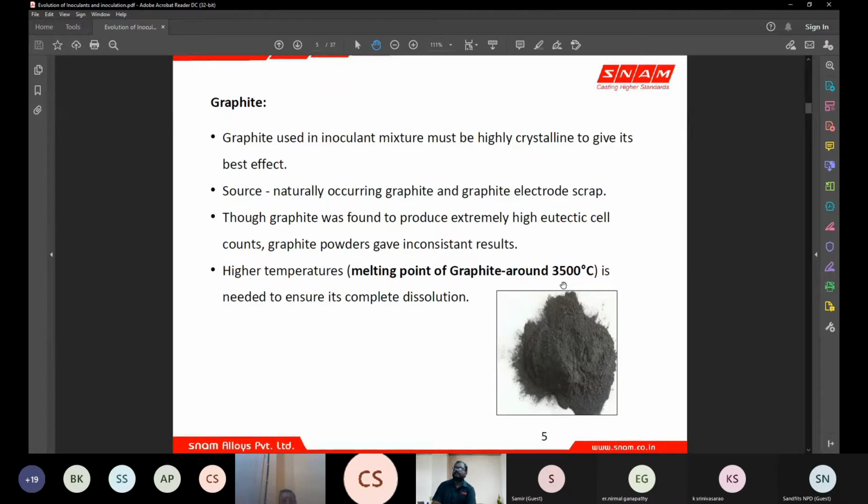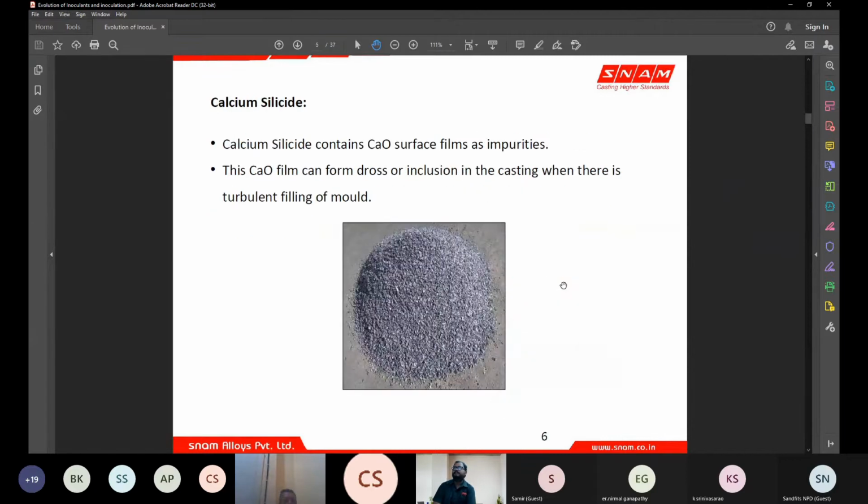So per se, graphite is an inoculating material, but it's not a uniform inoculating material. So this might not be a suitable inoculant which can be applied to different applications.